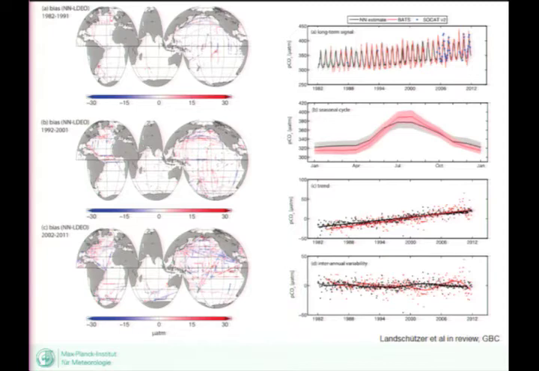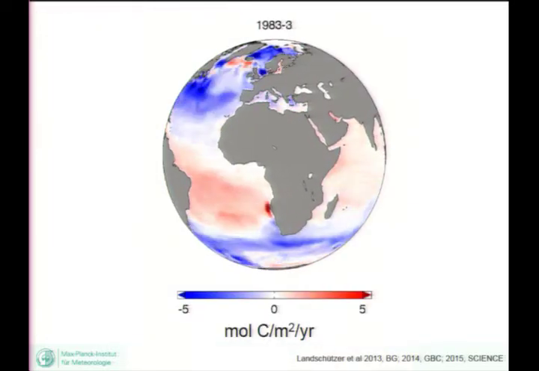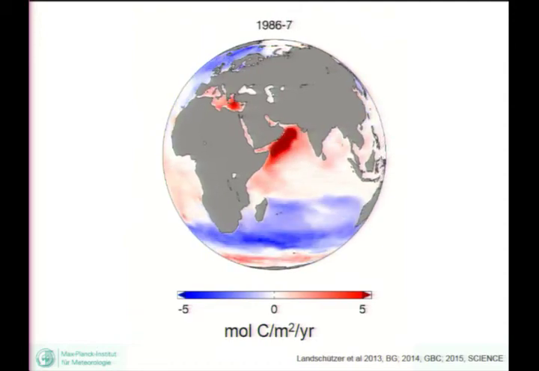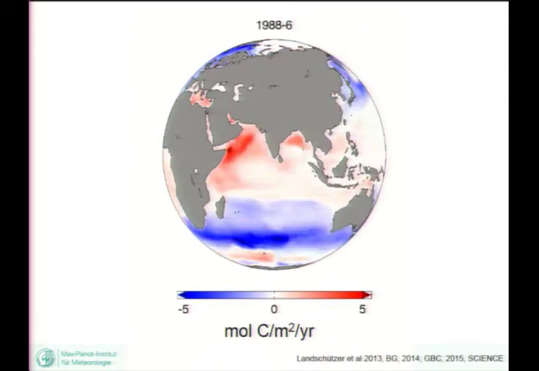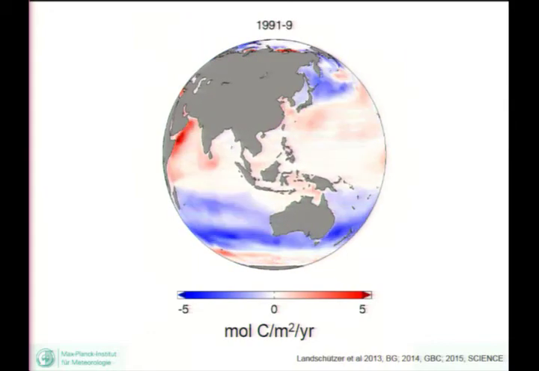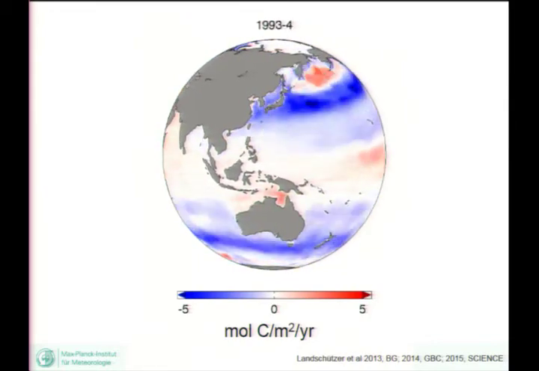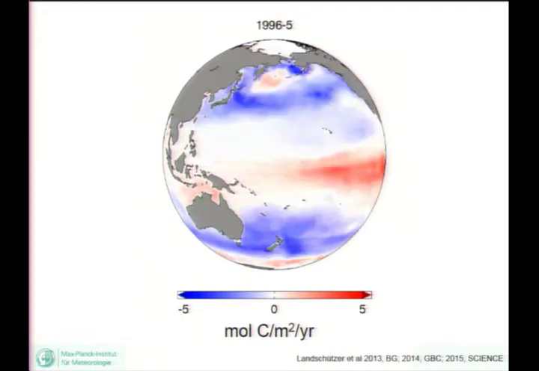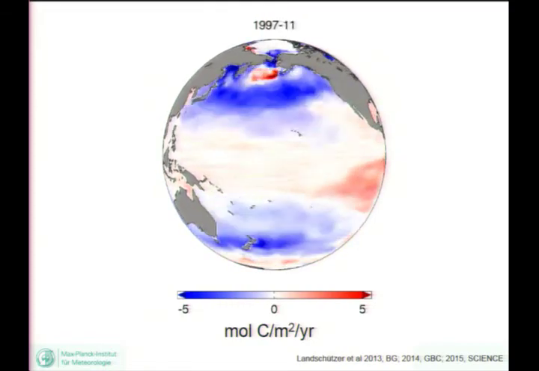So once we've done that, and once we are reasonably happy with what we get, we can calculate the fluxes. And this is now the air-sea flux density of CO2 between the atmosphere and the ocean in moles per square meter per year. And just to let you know, red means the ocean is gassing CO2 into the atmosphere, and blue means the ocean is taking up CO2 from the atmosphere.